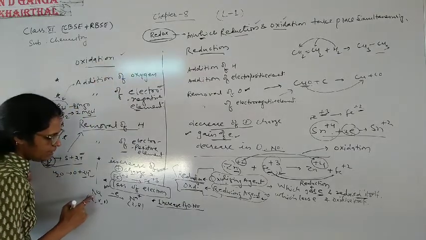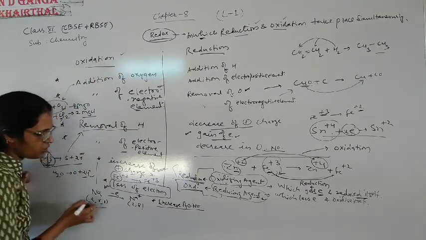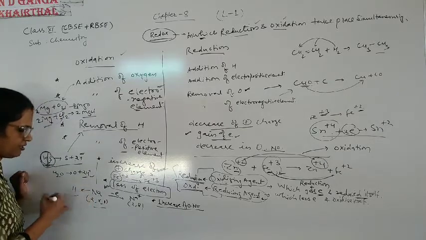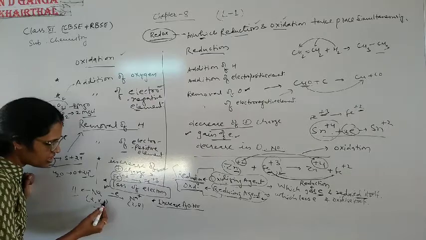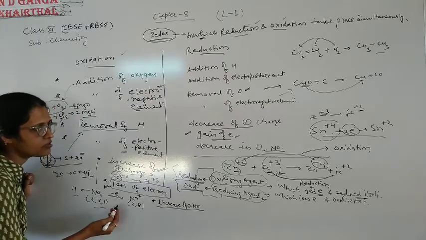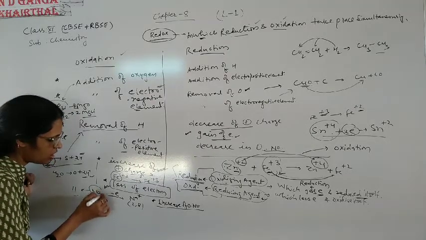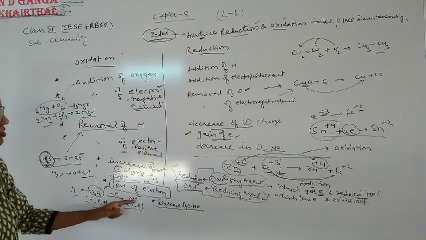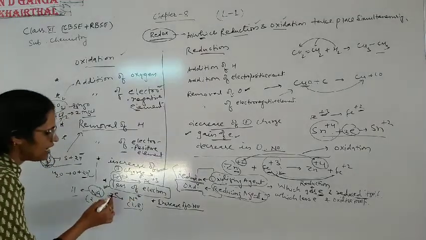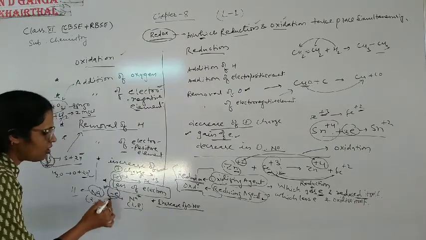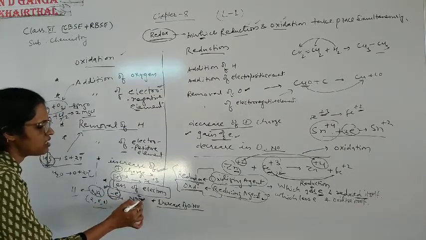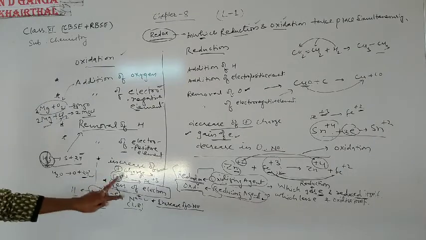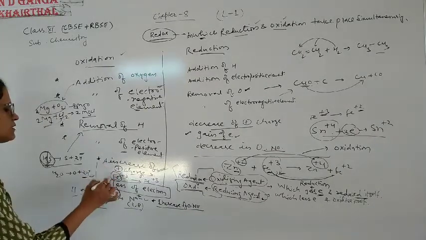For example, sodium. What is the configuration? 2, 8, 1. Its atomic number is 11. So the valence shell electron is lost by this sodium, and it converts into sodium ion. So here is loss of one electron. By losing one electron, it gets a positive charge. Okay? These are very important reactions.